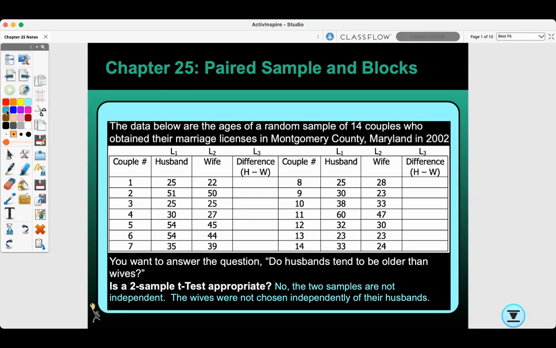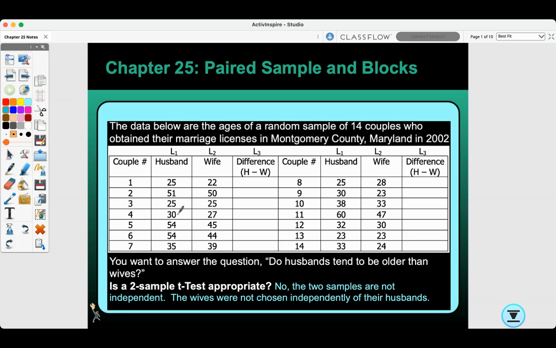Today we're doing chapter 25, paired samples and blocks. The data below are the ages of a random sample of 14 couples who obtained their marriage licenses in Montgomery County, Maryland in 2002. So we have our 14 couples, husband's age, wife's age. You want to answer the question, do husbands tend to be older than wives? And we want to know, is a two-sample test appropriate?